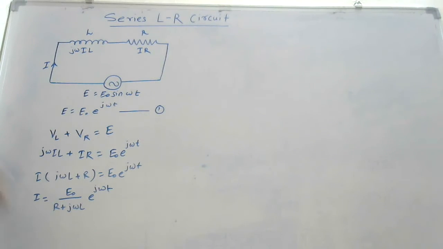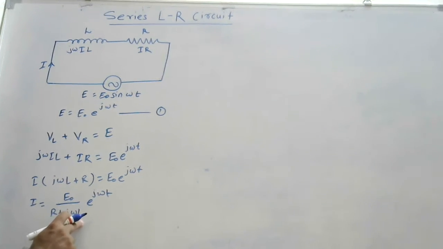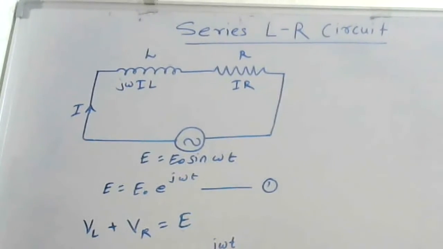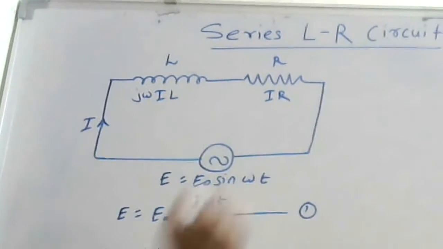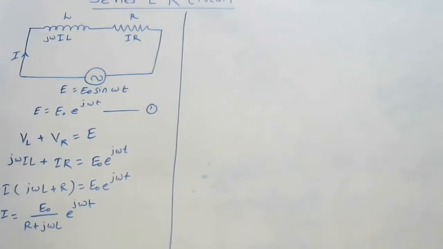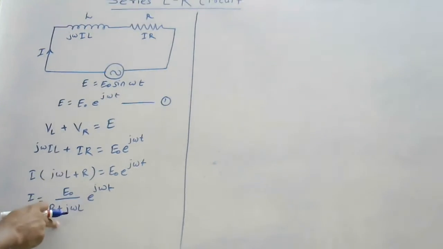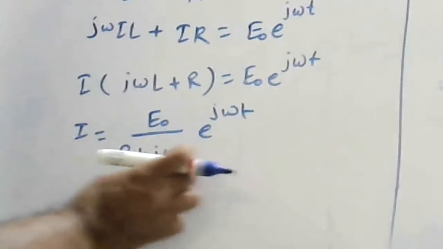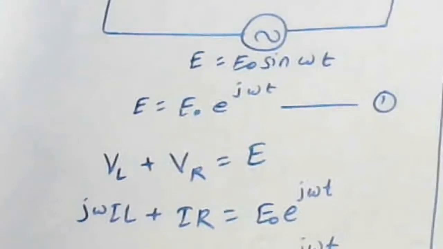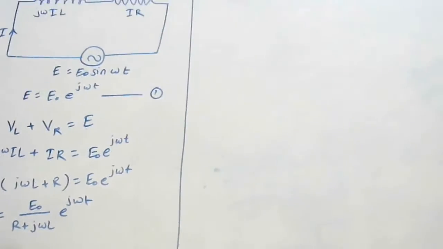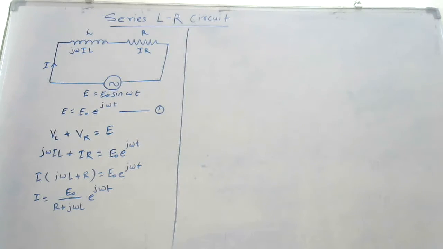Now this R plus j omega L we can write as Z bar, which is called the complex impedance of the AC circuit containing resistance and inductance in series. The real part of Z bar is called the resistive or in phase component, and the imaginary part is called the reactive or quadrature component.